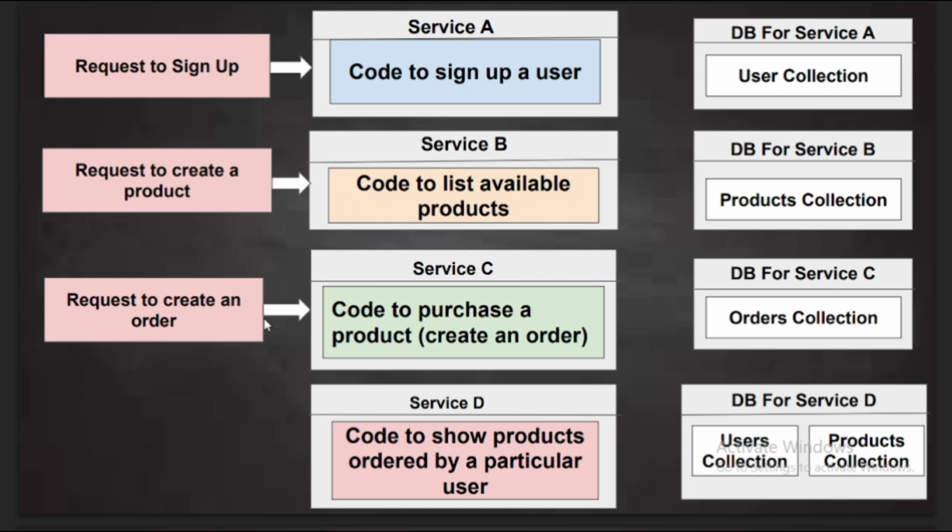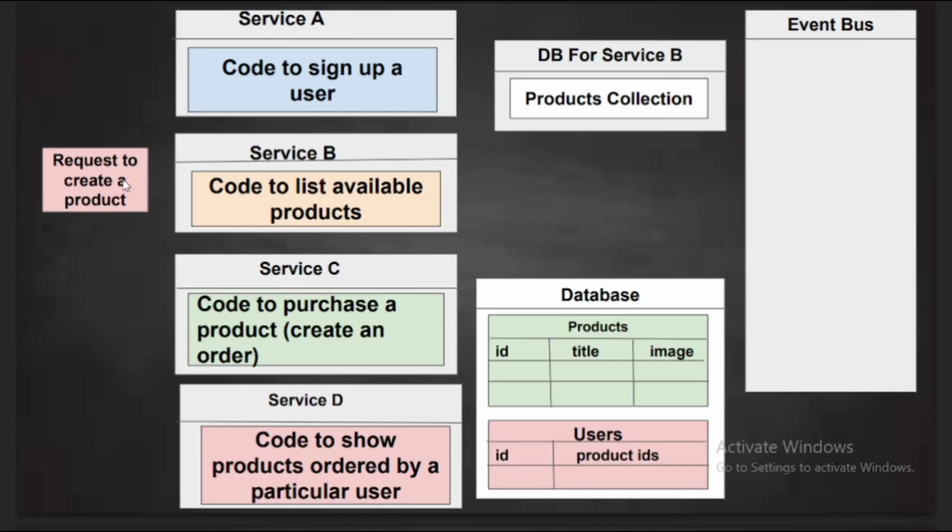We decide to go in our application and create a couple of different products. So we make a request to service B. But the goal of creating a product internally, the service would say, okay, I got this request. I am going to create a product and save it into my personal database. So this is the database for service B.